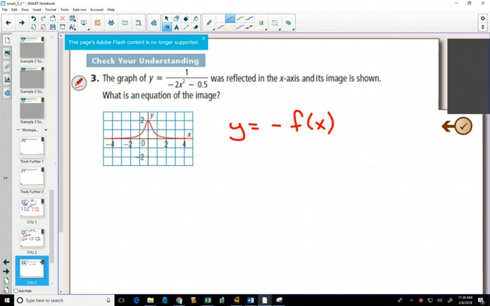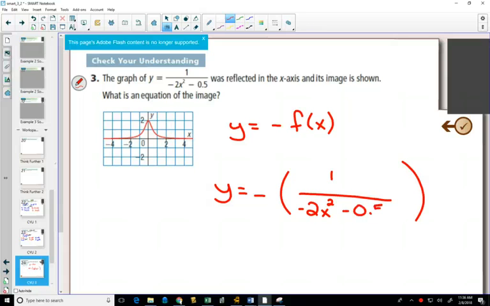So in our example, when we want to find the equation of this graph, all it means is that our original equation, f of x, whatever it was, gets multiplied by a negative in front. So to start off with, I'm just going to put a negative in a big set of brackets. And what goes into that big set of brackets is whatever we had to begin with. In this case, what did we have to begin with? 1 over negative 2x squared minus 0.5. This is the correct answer.